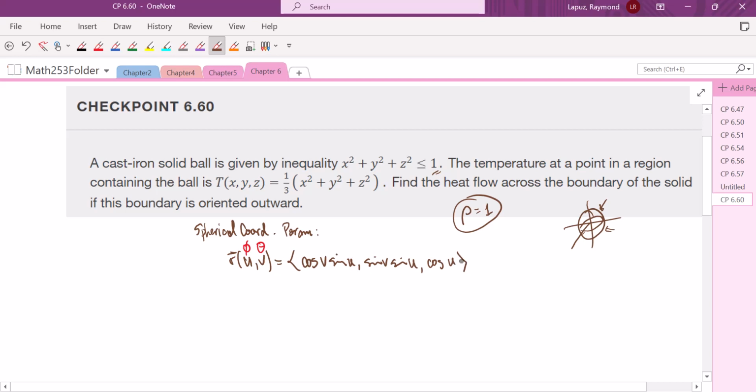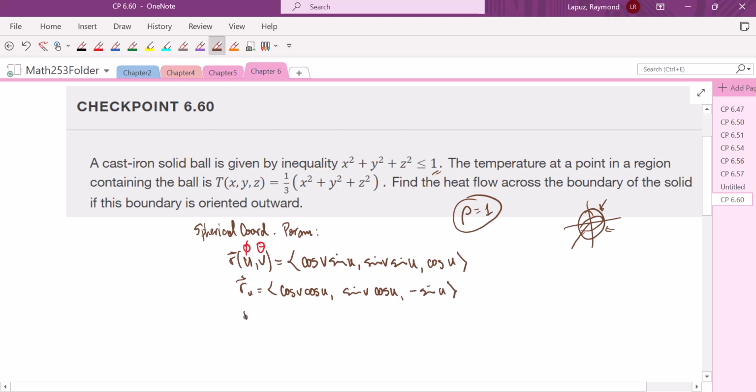Okay. So let us find the derivatives with respect to u. With respect to u, the derivative of sine is cosine, so this is positive: cosine v cosine u. The derivative of the second with respect to u is again cosine, so this is going to be sine v cosine u. And with respect to u, the derivative of cosine is negative sine u.